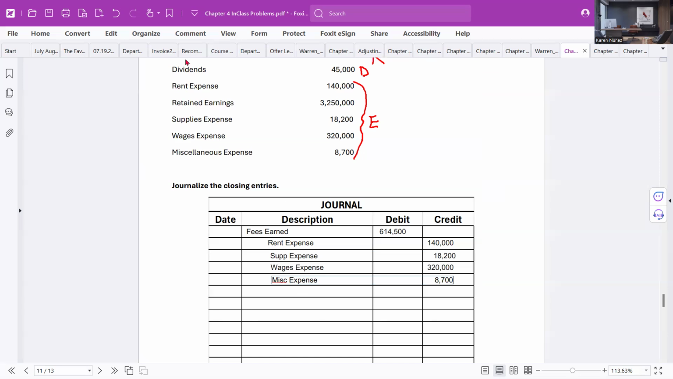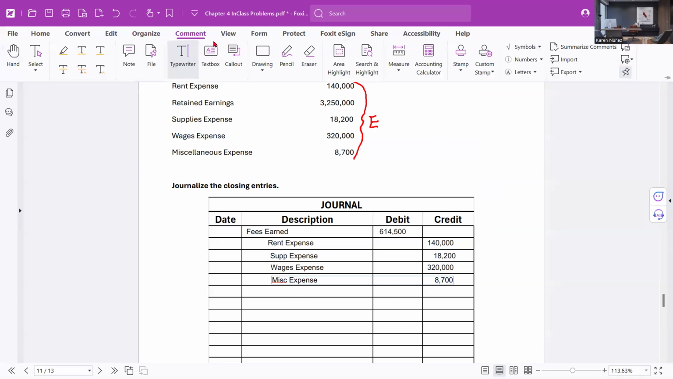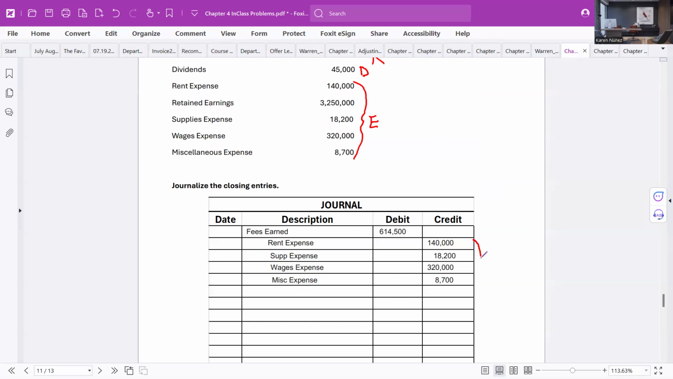And again, as we did with the other exercises, what we need to do here is make sure we close these expenses and the revenue out to retained earnings. So we've got the fees earned of 614.5. That's all our revenue. And we're going to subtract all of these expenses, which add to 46,900. So what we're left with is the income, which is 127.6. And that's what goes here. That's our credit to retained earnings, 127.6. And now we've closed out the revenue account. We've closed out the expenses. We've closed everything out to retained earnings.